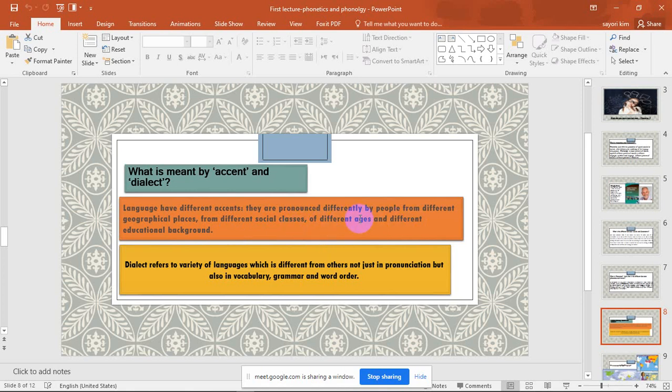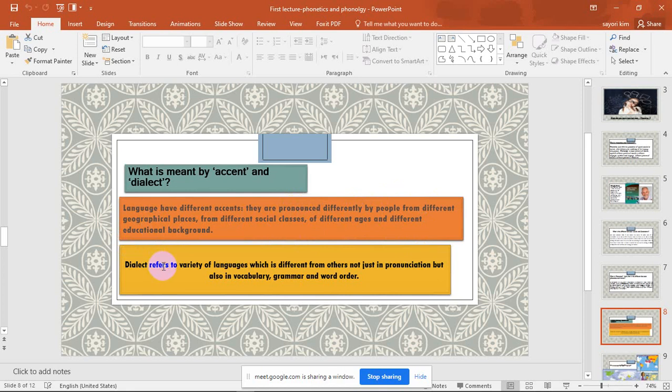Of different ages, and like الطفل يحكي مثل الكبير أكيد لا. The accent of a child is different from the accent of a grown-up person, and different educational backgrounds. Then العوامل اللي يتسبب باختلاف الأكسنت, which are different people, different geographical places, different social classes, different ages, and different educational backgrounds. يعني المتعلم مو مثل الغير متعلم. هذه الأكسنت. Still difference in pronunciation only.